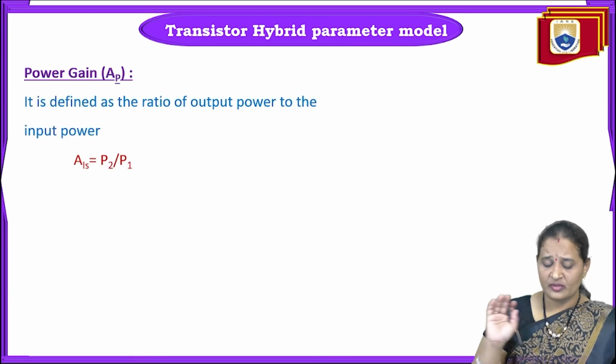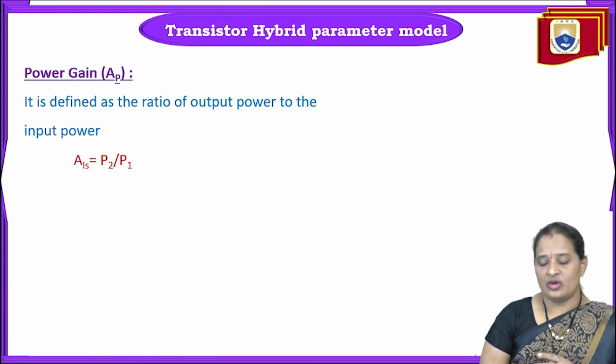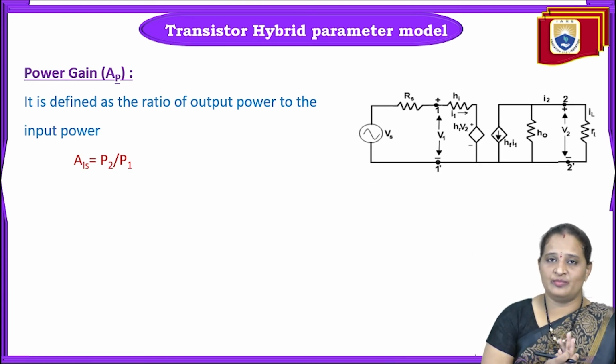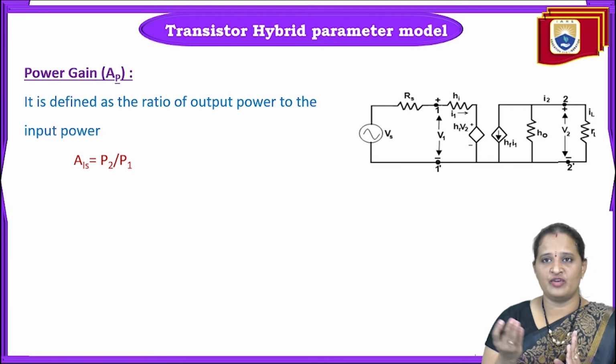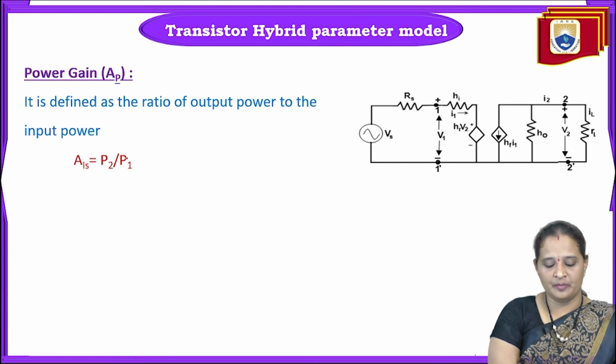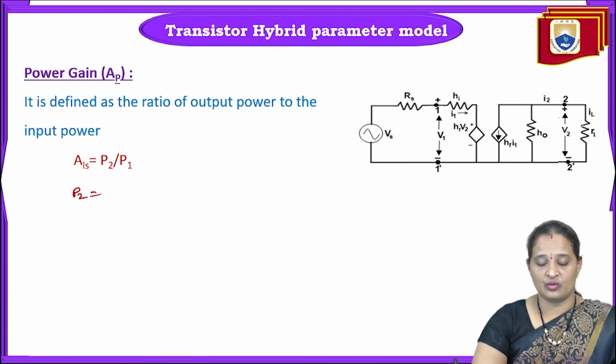So now let us find out the last parameter, which is the power gain. As we all know, gain is defined as a ratio of output to input. As we are calculating the power gain, we need to consider it as a ratio of output power to input power. Output power is represented with P2 and input power is represented with P1, where P2 is the output power measured across a load resistor.